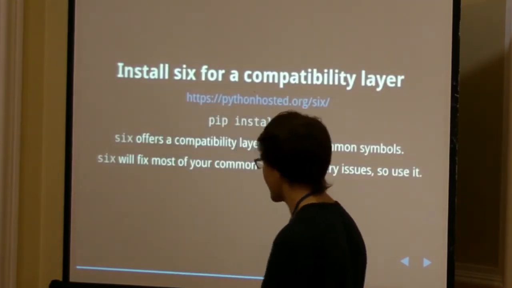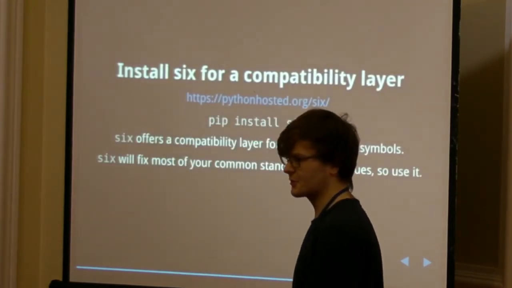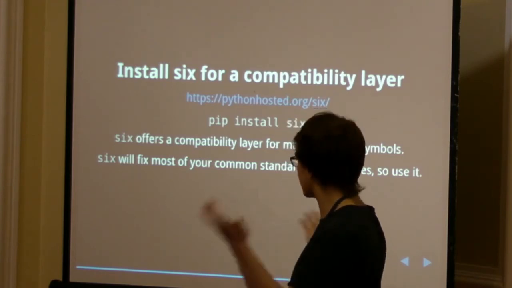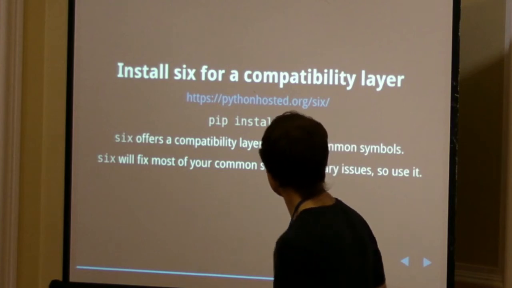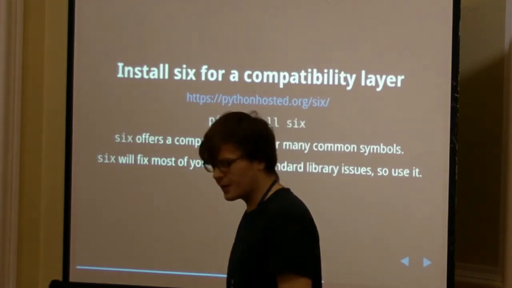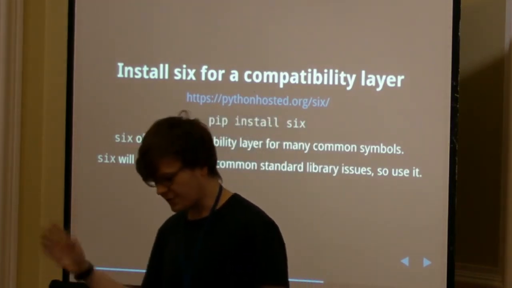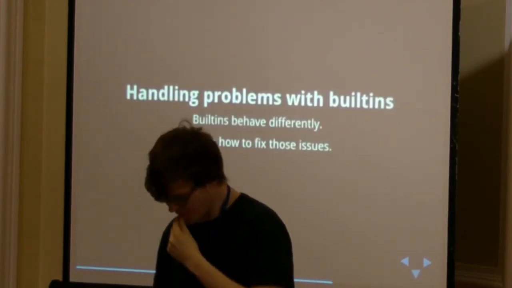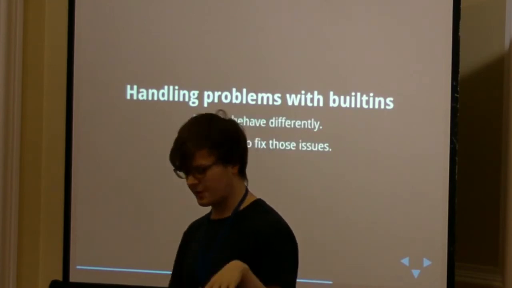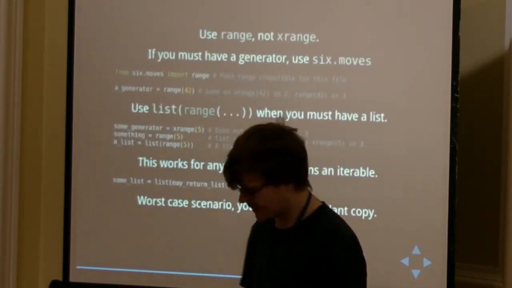So one of the first things you're going to do, and you looked into this already, this will be no surprise to you, install six. It's a great library for compatibility between Python 2 and 3. It offers many common symbols between the two versions and just generally normalizes things across the two versions. So built-ins are the first thing you're going to run into. So let's talk about those.